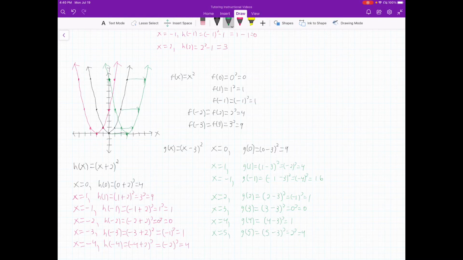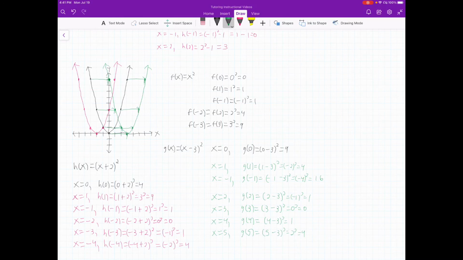Same thing here, we shift this point 3 units to the right to get its corresponding point on g. And I'm doing the same thing, of course, for these points on the left. Alright. Now, why is this the case algebraically?